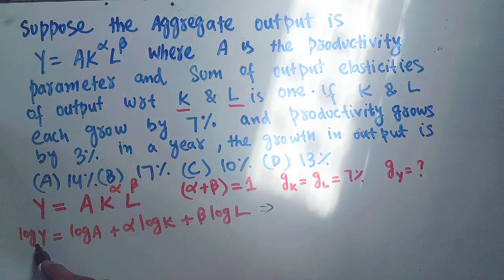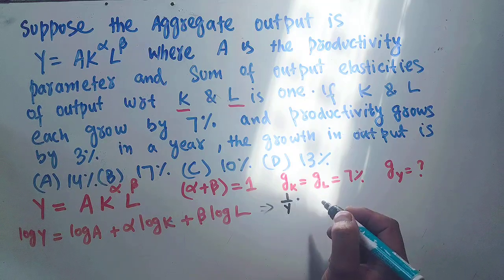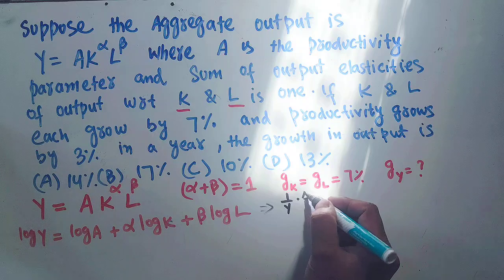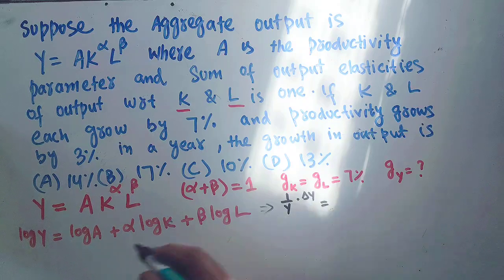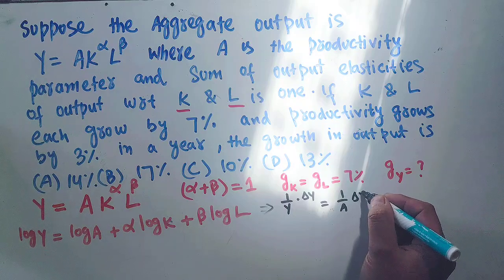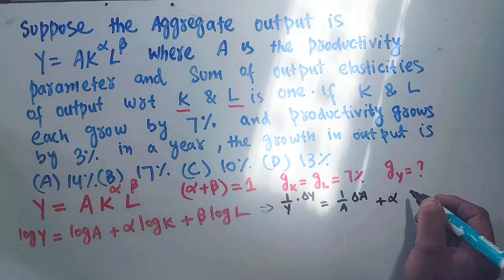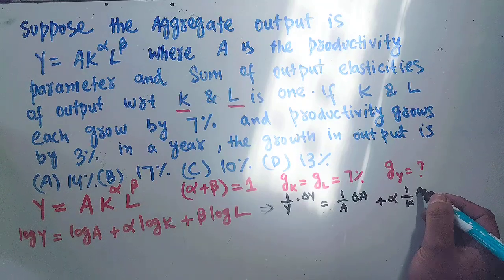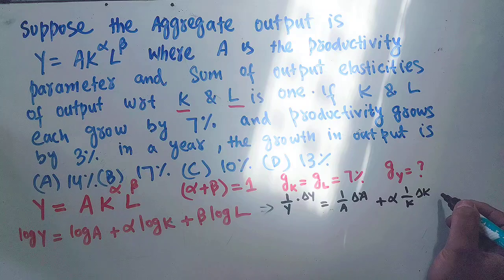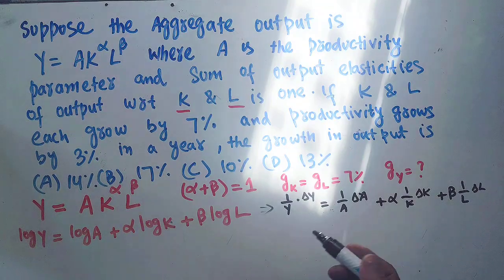so we take the derivative of y, that is 1 upon y times del y should be equal to, what is the derivative of log of a? It is 1 upon a times del a, plus alpha, the derivative of log of k is 1 upon k times del k. Similarly, we have beta, the derivative of log of L is 1 upon L times del L. We can take that differential with respect to time also here.